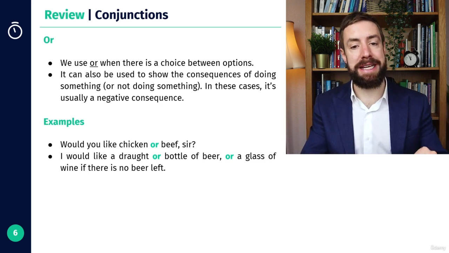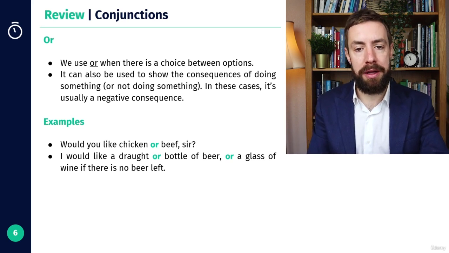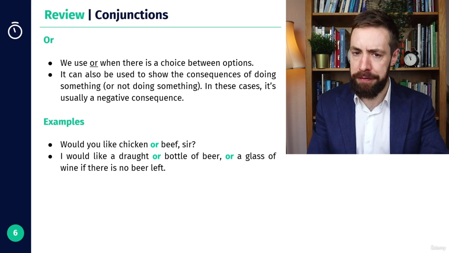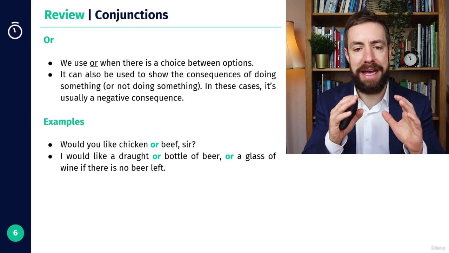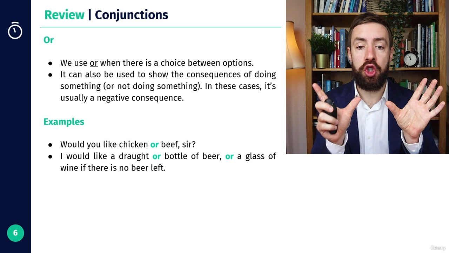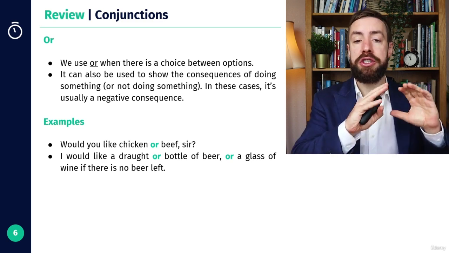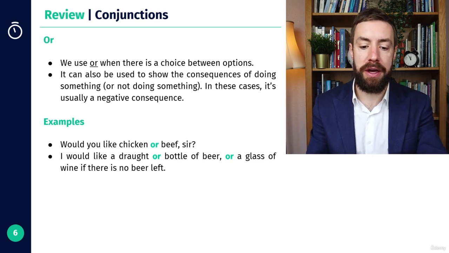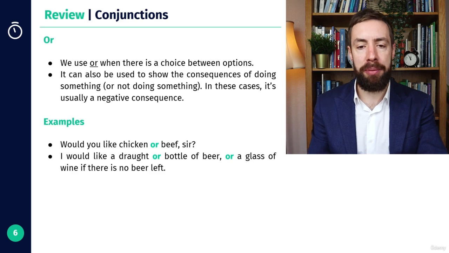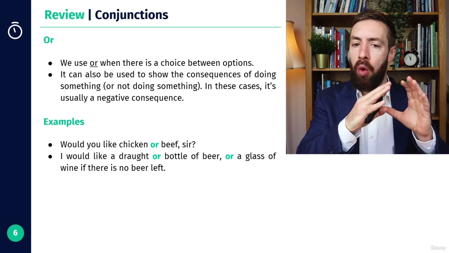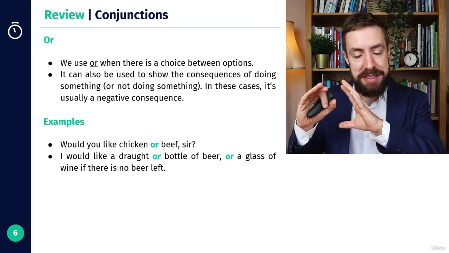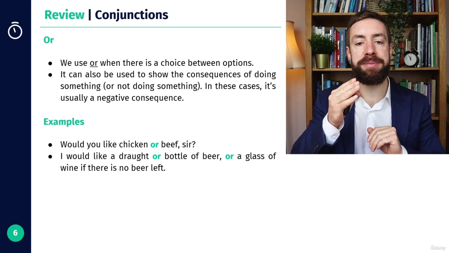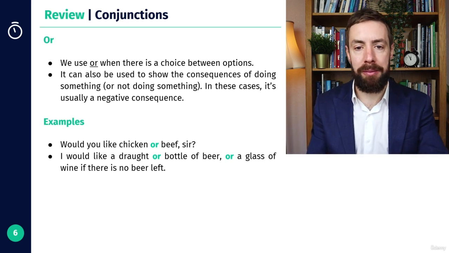But in the second sentence, you can see there's a comma before the "or". That's because we're connecting two different clauses, two parts of the sentence. So, "I would like a draft or bottle of beer." That one is one clause. And then the second clause needs to be separated by a comma.